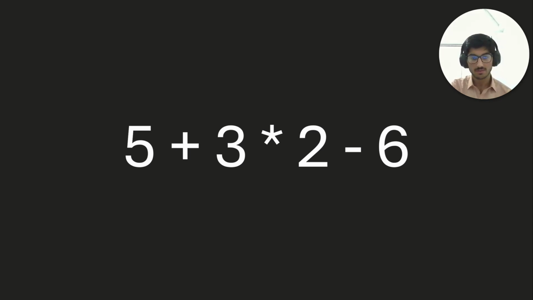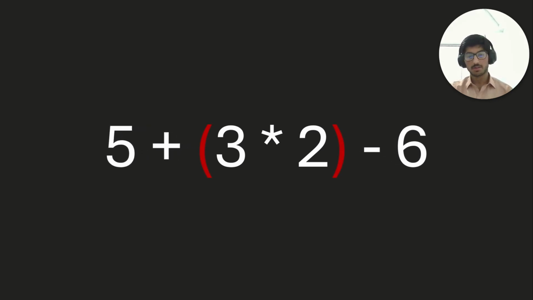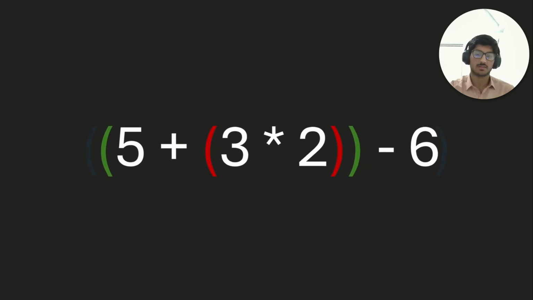So you've probably come across the idea of BIDMAS, because operators have precedences. For example, a times should be done before a plus or a minus. So here, we will just put brackets around each of the operators. Times should be done first, so we put brackets there. Then we have plus, we do plus next, and we can do minus last.